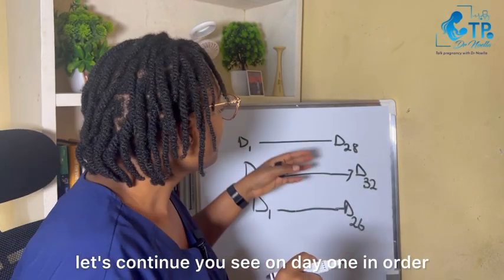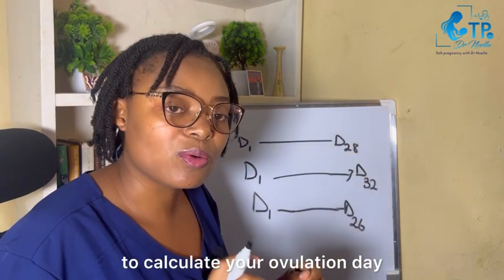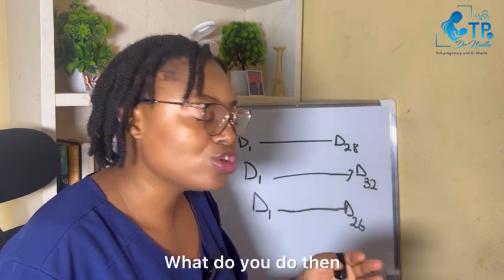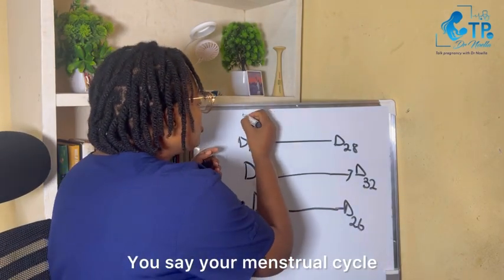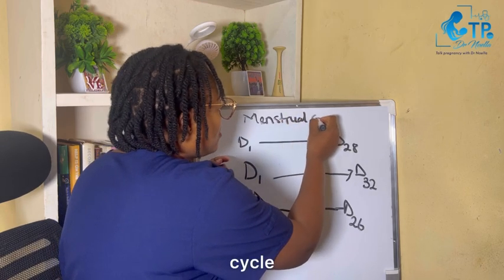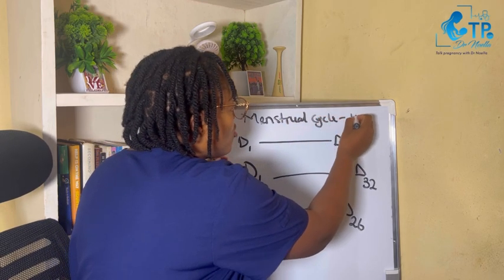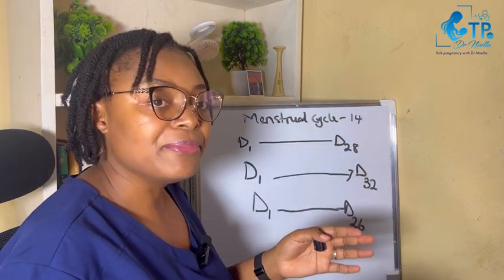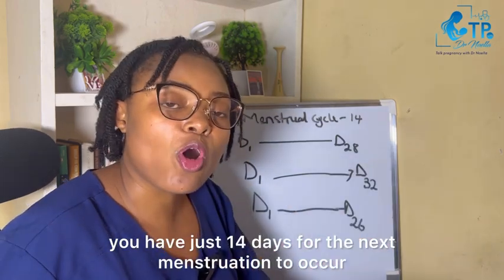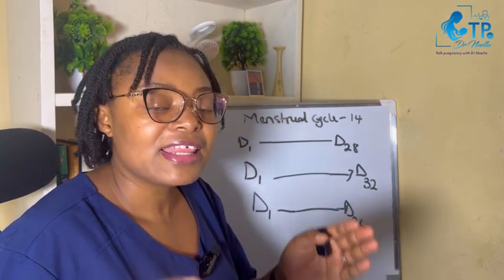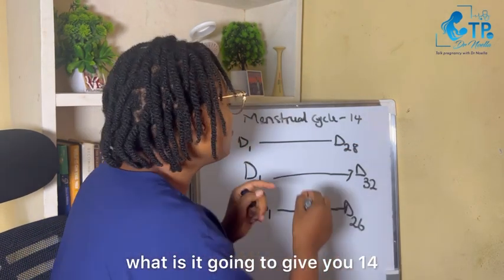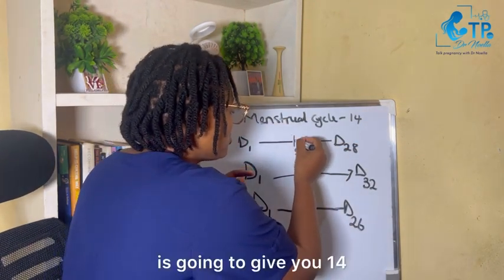Okay, let's continue. In order to calculate your ovulation day, these are for people who have regular cycles. What do you do then? You say your menstrual cycle minus 14. But why? Because after ovulation occurs, you have just 14 days for the next menses to occur. Therefore, in this case, if we say 28 minus 14, what is it going to give you? 14. It's going to give you 14.